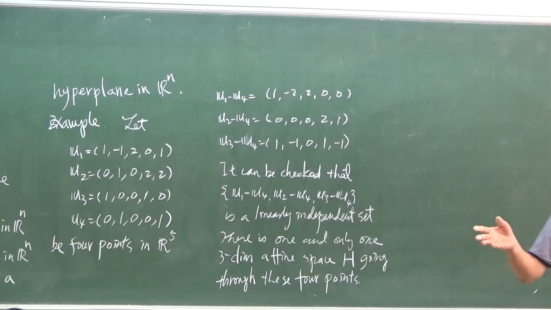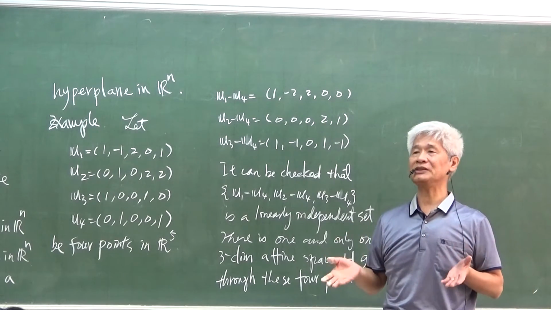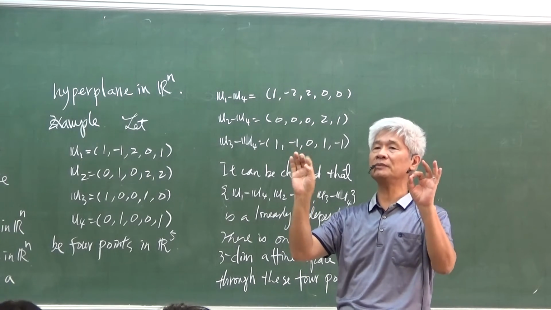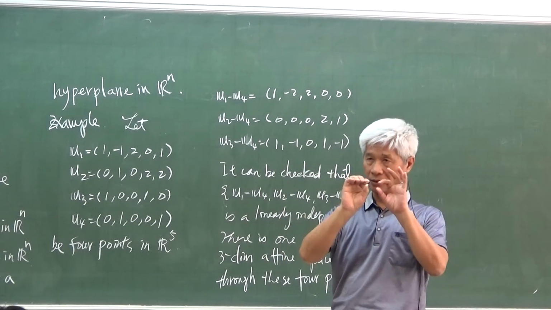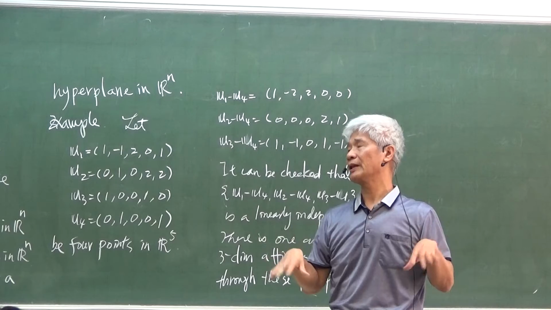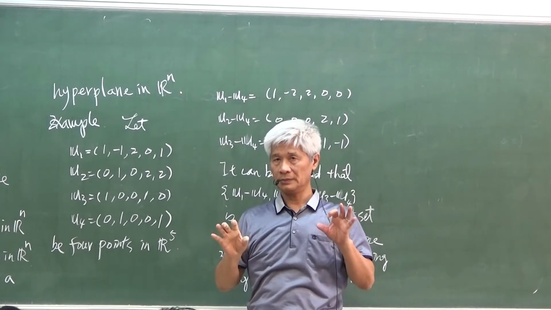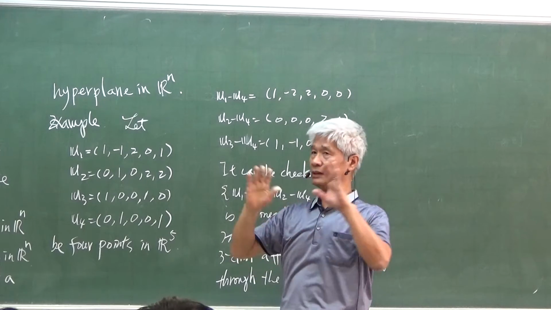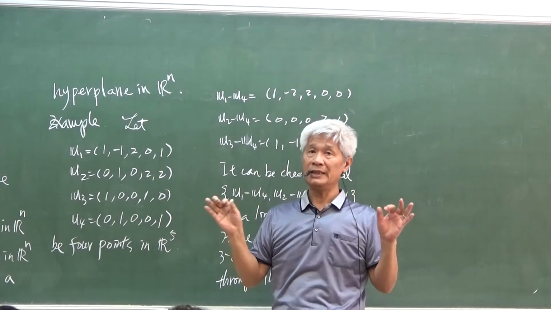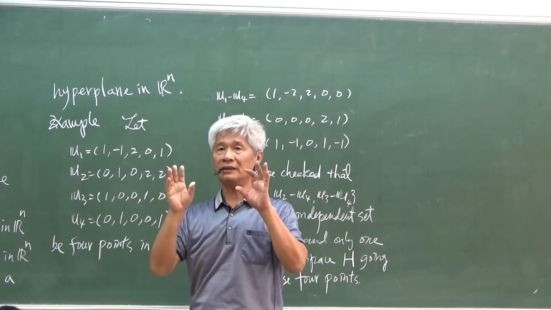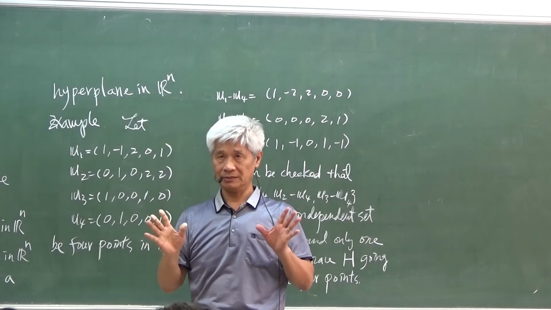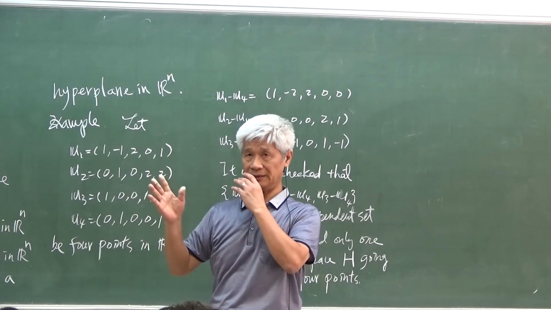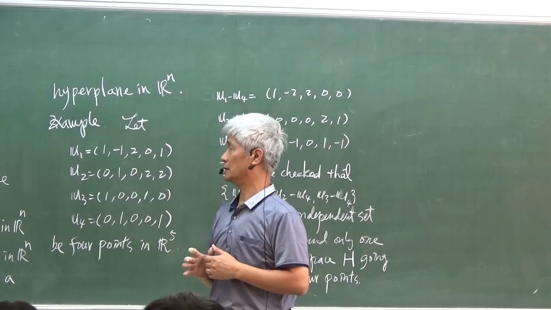Remember, let's review Euclidean geometry. In any n-dimensional space, 2 different points will determine one line, which is a one-dimensional affine space. Now in Rn, if you have 3 points, they may be collinear, in which case the 3 points will be on the same line and you cannot determine a plane, just a line only. If the 3 points are non-collinear, then they can determine a plane, and a plane is a 2-dimensional affine space. We demonstrated that for R2 and R3 already.